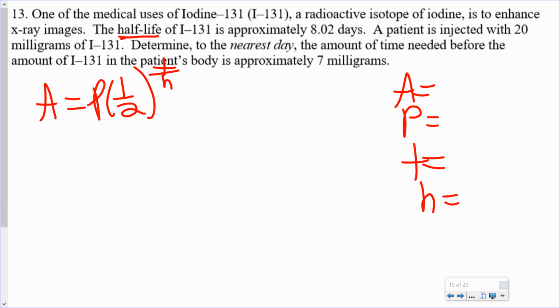The half-life is, you know what? Why don't you pause it? Why don't you fill in A equals, P equals, T equals, H equals, and substitute it into the formula and then unpause it and we can look at it from there. So pause, fill in the values, unpause.